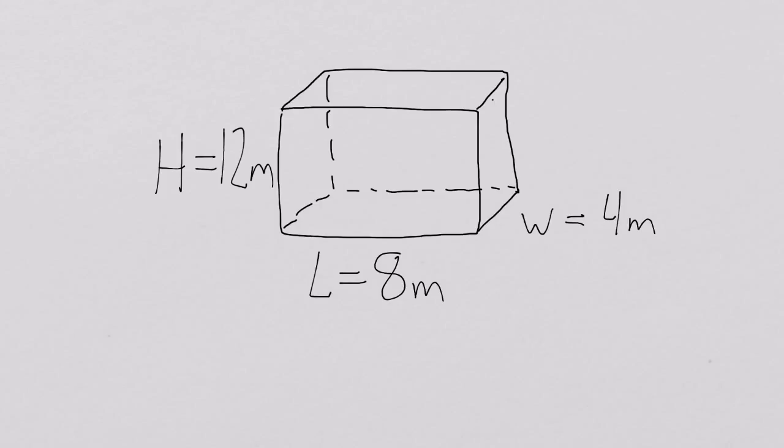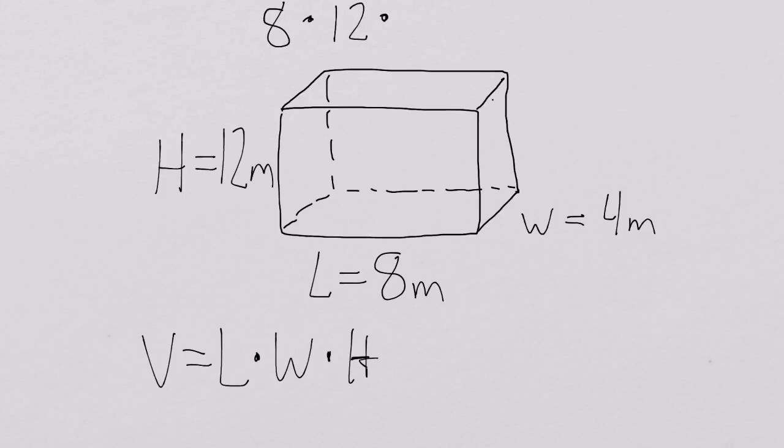Use our formula again. Think to yourself, what was the volume of a rectangular prism? It's length times width times height. So find out our volume and do not forget your units. Pause the video and see what you come up with. Well, if I have a length of 8, a height of 12, and a width of 4, we multiply all those together. So 8 times 4 times 12, and our total volume, remember, is going to be in cubic meters, because we had meters.